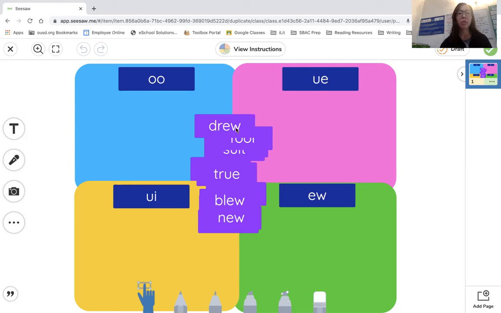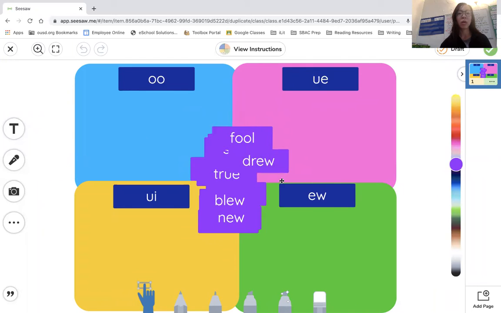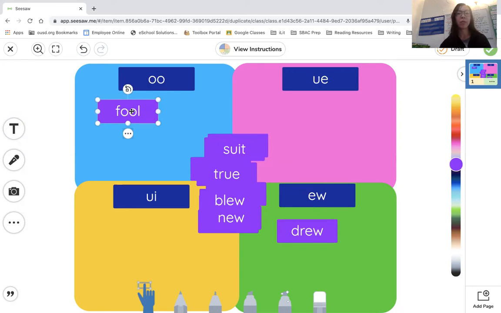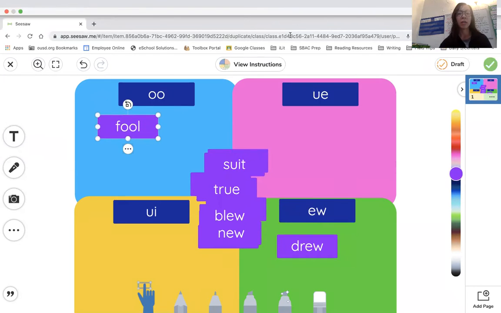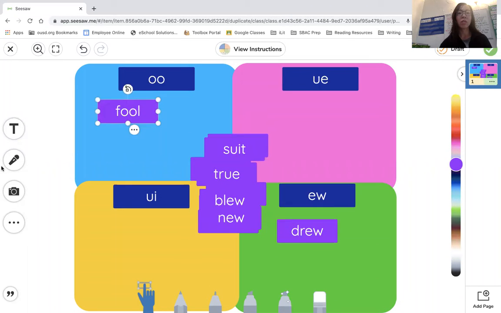So we're going to take the word, you can click on your microphone so you can say the words while you move it. So I'd click the microphone and I'd say drew, move it into the EW. Fool, move it into the OO. And finish each of those words, and then you can click pause on the microphone, and remember, go ahead and click the check to submit it.